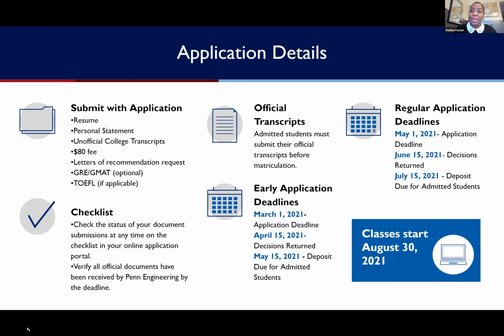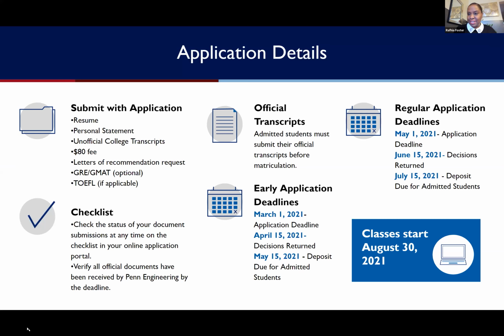We ask that you include everything, so that even includes things like transfer credits from institutions that you might have attended before. So we'll need all of that information to evaluate your application fully during the admissions process. And once again, we have two different cycles: early, which is March 1st, and then regular, which is May 1st.